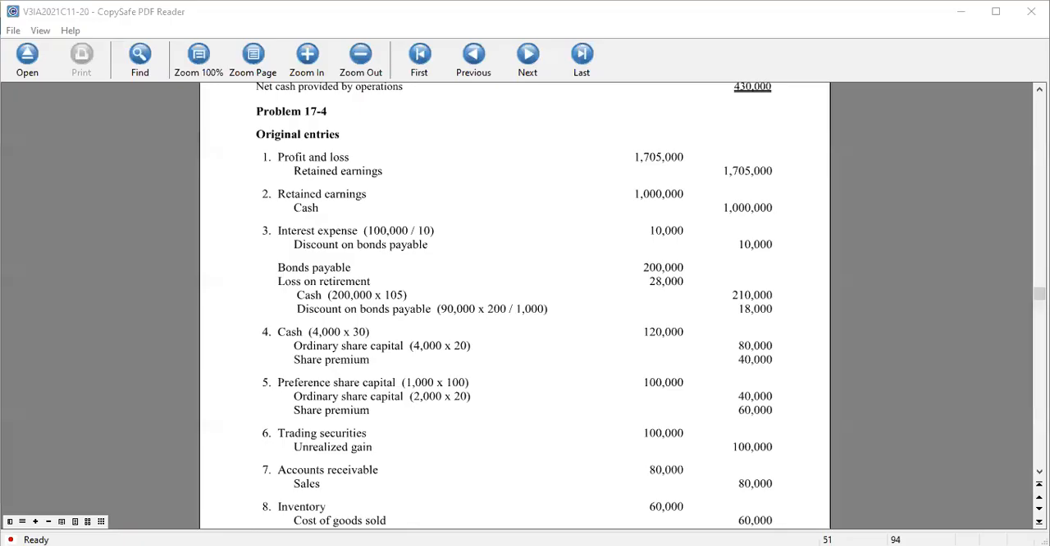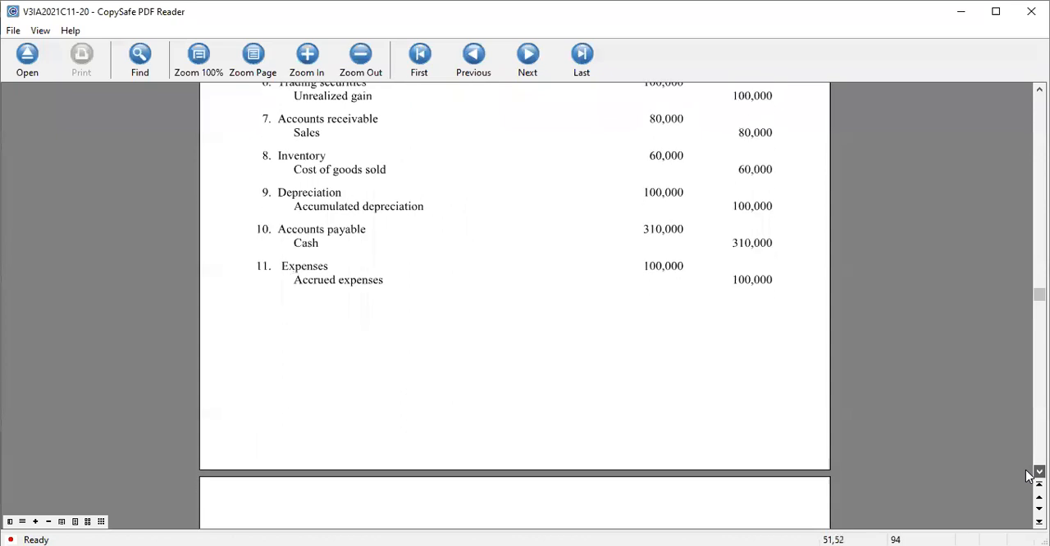We mean the direct method and the indirect method.